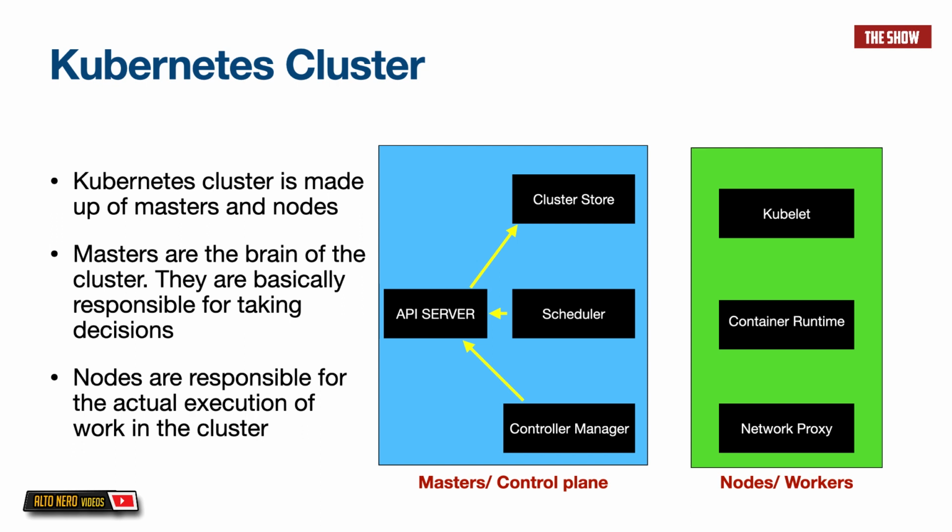As you can see in the diagram, the control plane is made up of something called an API server, cluster store, scheduler, and a controller manager. There is also something called a node. A node is basically the thing that does the actual work in the Kubernetes cluster. And it is made up of something called a kubelet, container runtime, and network proxy. We will look at what these are in detail.